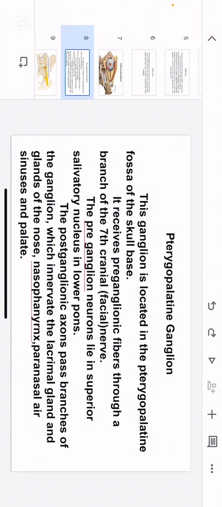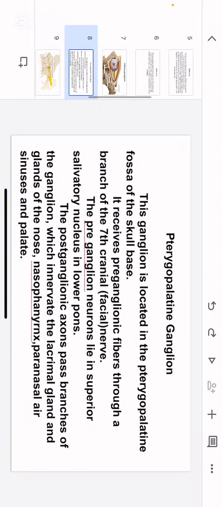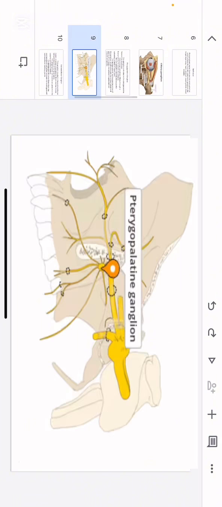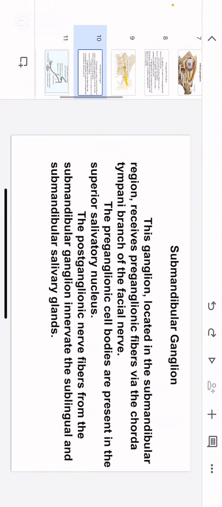So pterygopalatine ganglion gives signals to glands, mostly lacrimal glands, glands in the nose, nasopharynx, paranasal sinuses, and palate. As you can see in the diagram, this is pterygopalatine ganglion. The third one is submandibular ganglion.